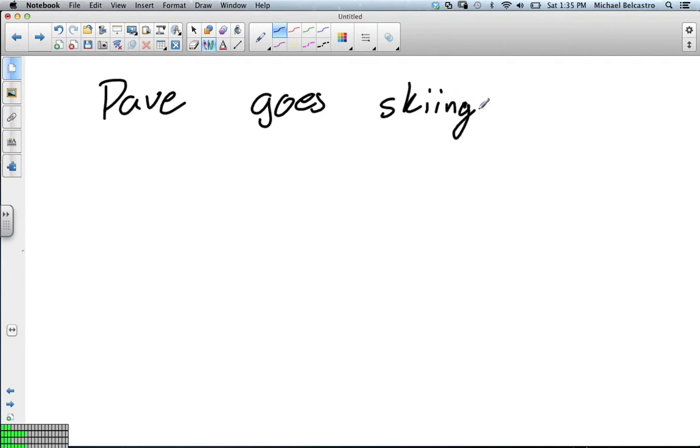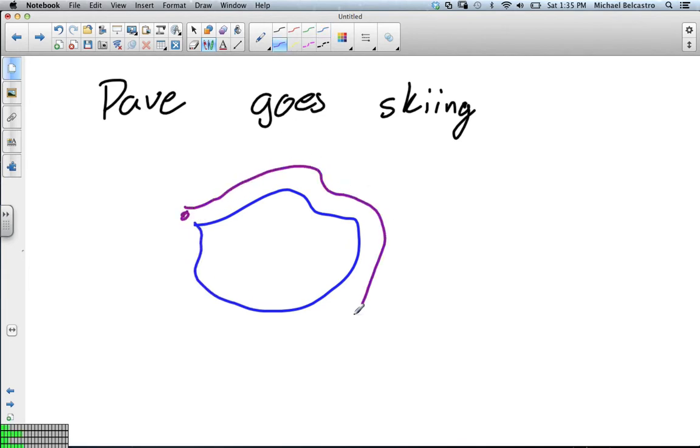And he actually goes cross-country skiing around the lake, let's say. So we got some big lake like this. And Dave starts at this point, and he cross-country skis all the way around the lake. Okay? What we're going to try to do is represent 3 days of skiing.